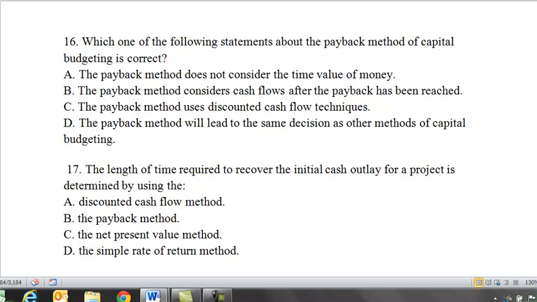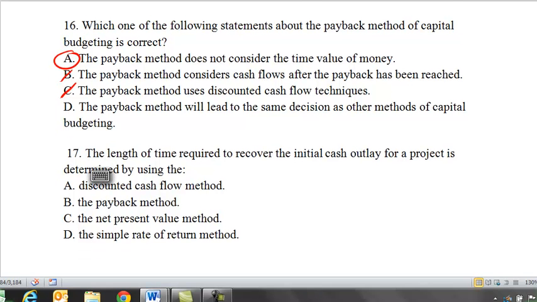16. Which of the following statements about the payback method of capital budgeting is correct? A, the payback method does not consider the time value of money. B, the payback method considers cash flows after the payback has been reached. We know that's a criticism of the payback period, so that's not correct. C, the payback method uses discounted cash flow techniques. It does not. D, the payback method would lead to the same decision as other methods of capital budgeting. Now, it could lead, but it doesn't have to. So A, the payback method does not consider the time value of money, is correct.